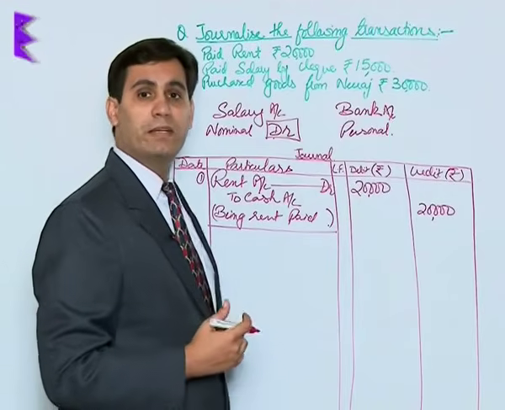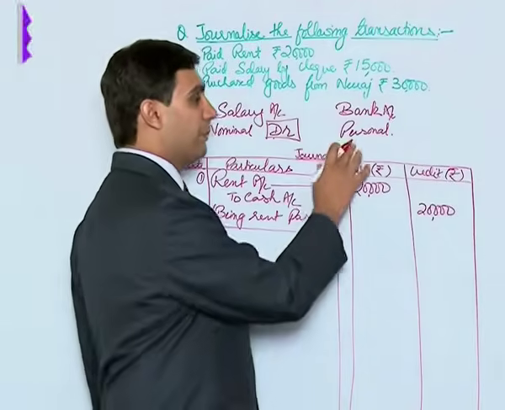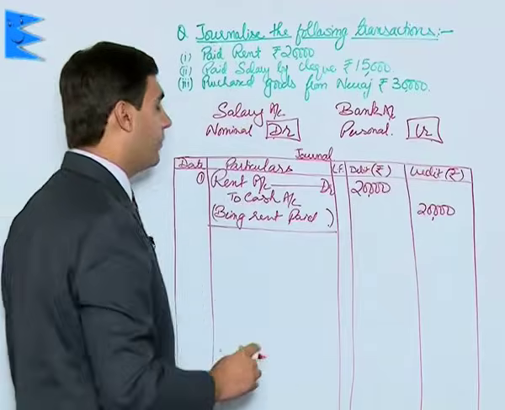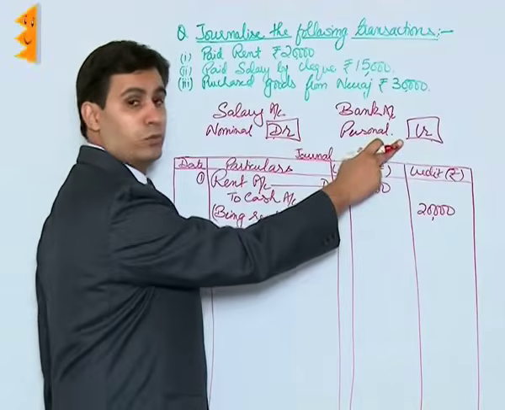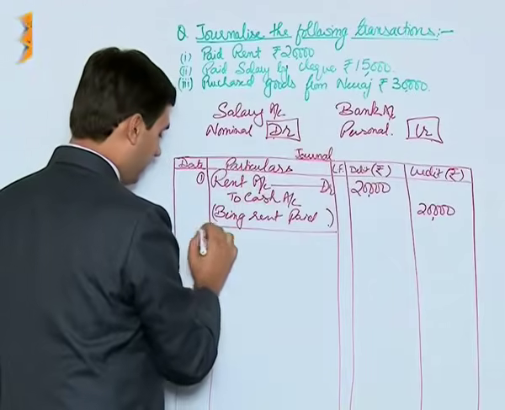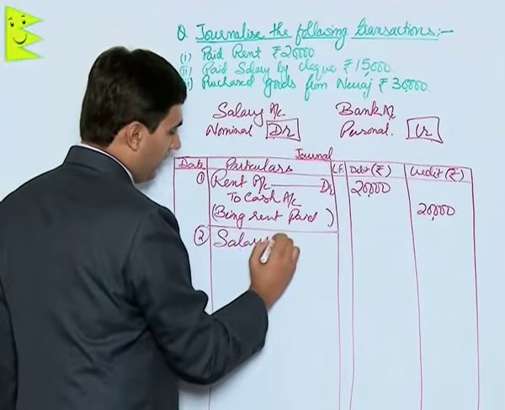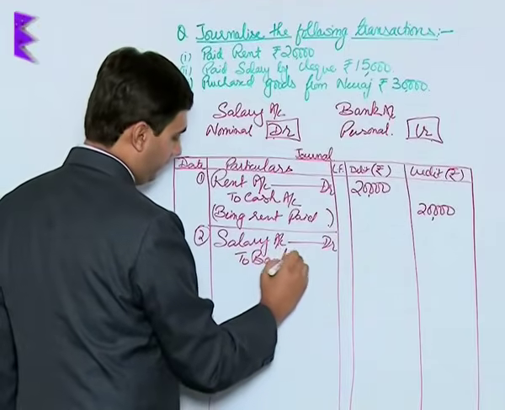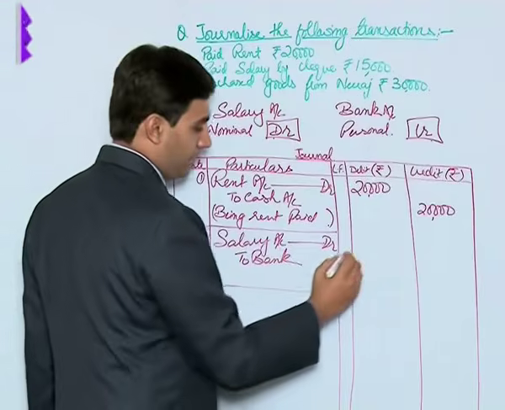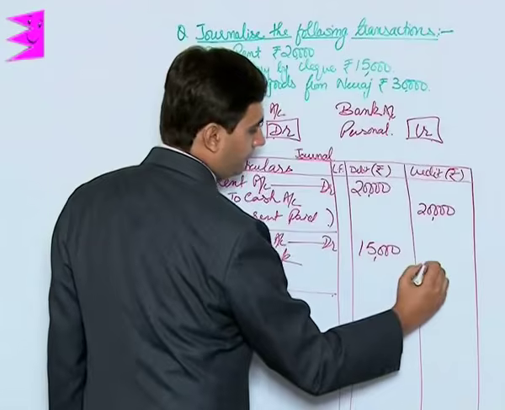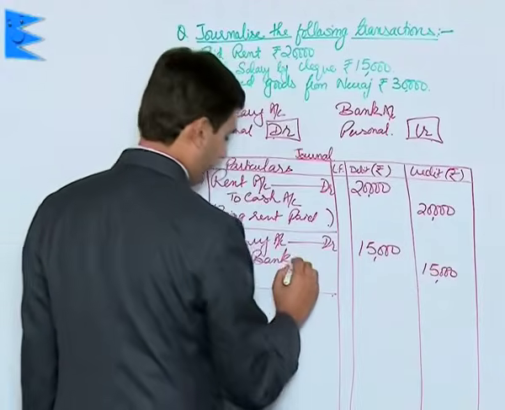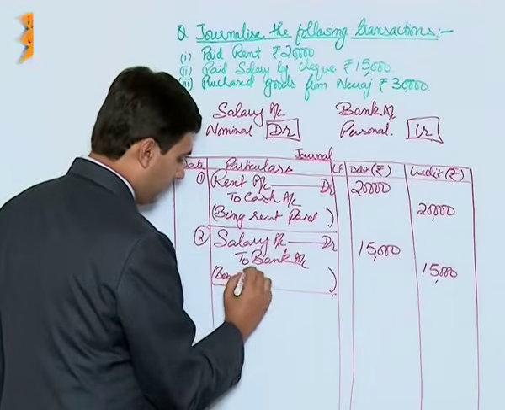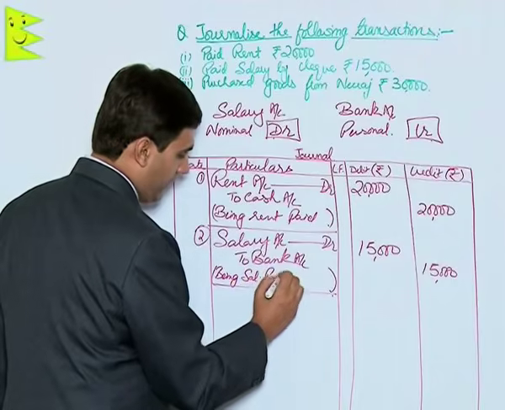Now here the payment is being made through bank. Since the payment is made through bank, the bank is a giver. So credit the giver. So now we have salary account debited to bank account. Since salary is being debited, it should be written first: salary account, in front of it debit to bank. And the amounts are 15,000 here, and in credit also 15,000. Narration: salary paid by check.